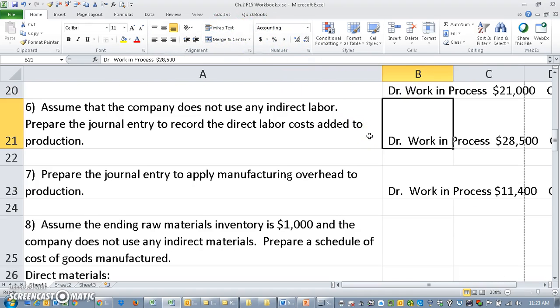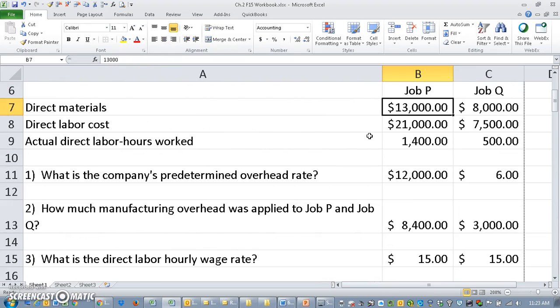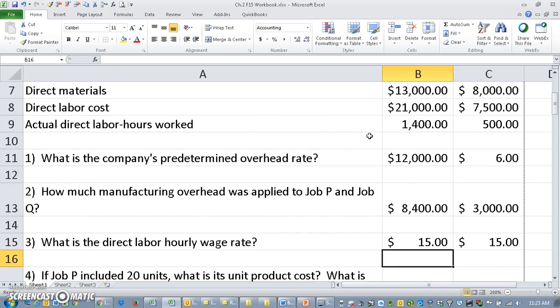All right. Next question. Assume that the company does not use any indirect labor. Prepare the journal entry to record the direct labor cost added to production. Okay, so we know, going back to our problem up here, that under direct labor they had $21,000 worth of direct labor cost for job P and $7,500 of labor costs for job Q, to give you a total of $28,500 in direct labor costs. So that is the amount that we're going to journalize.